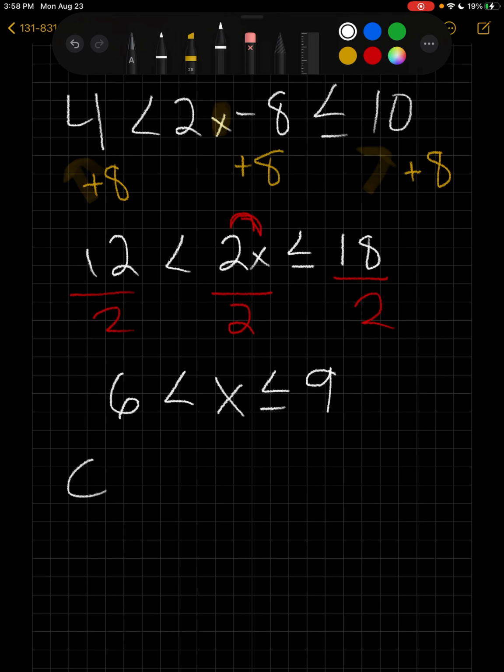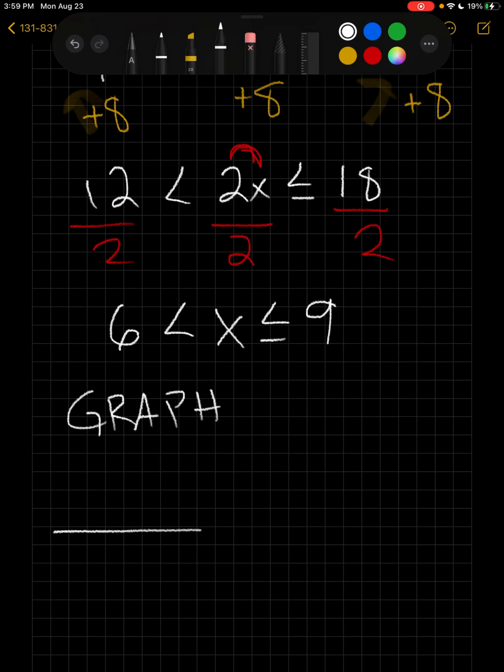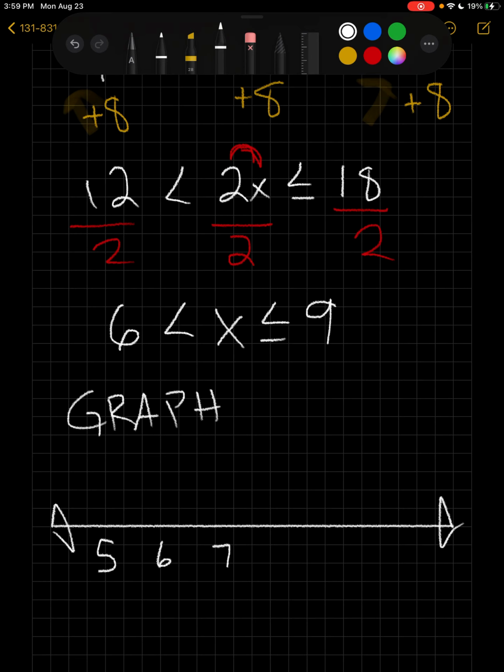When you write this in interval notation, it's kind of interesting. Let's graph it first so that we can get an idea of what we're looking at. So here's our number line. Let's do 5, 6, 7, 8, 9, and 10 on our number line. And then, of course, these arrows on either side show that our number line goes off to infinity in either direction. So what this is telling us is that the number x is actually squeezed in between 6 and 9. So all of our answers are in between 6 and 9.